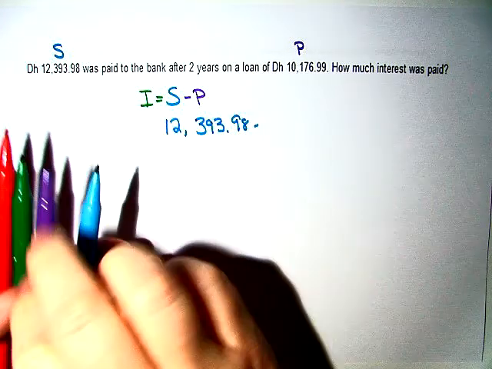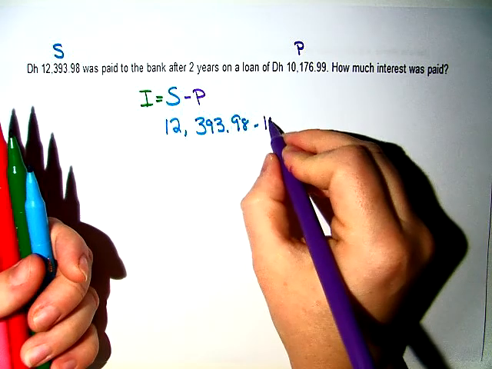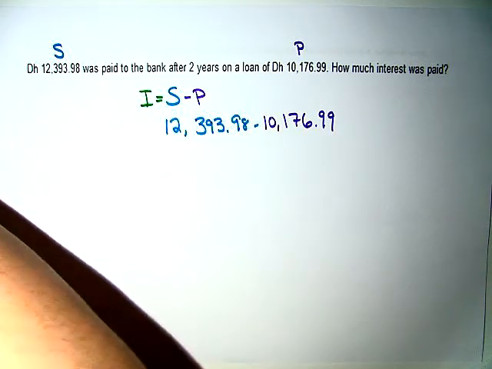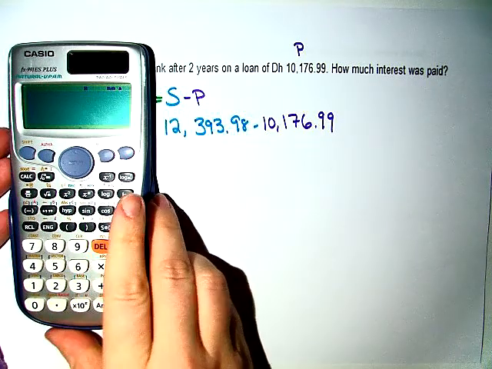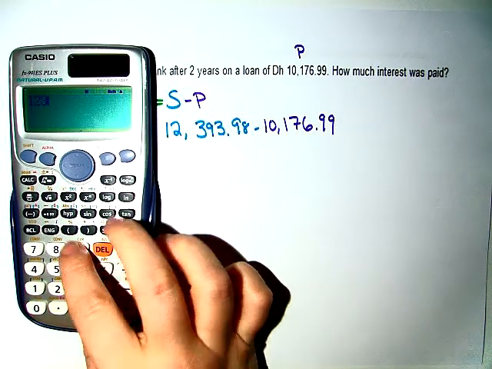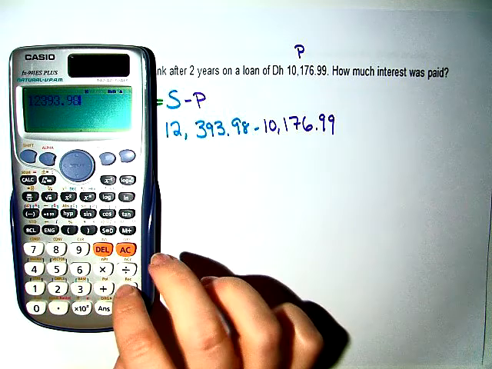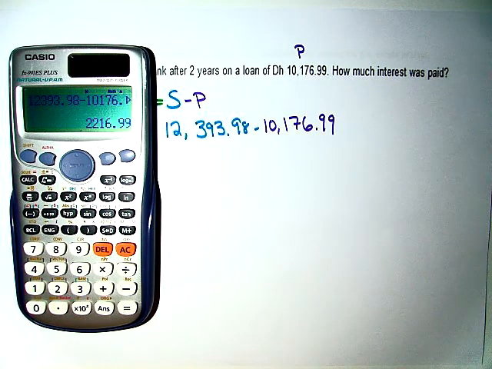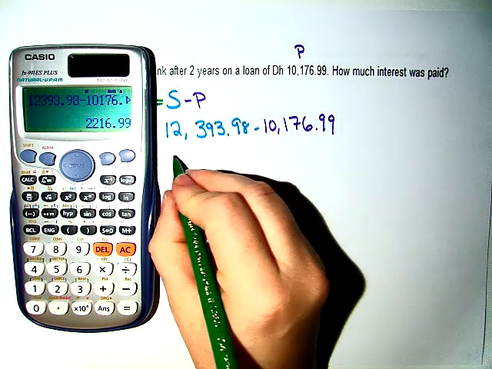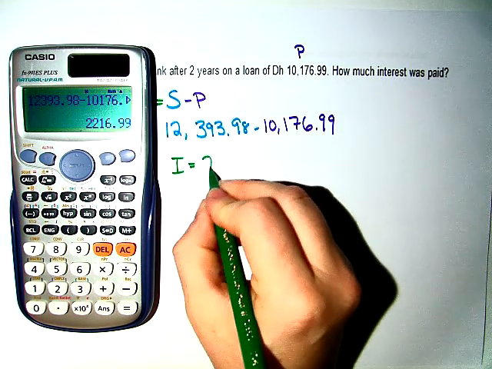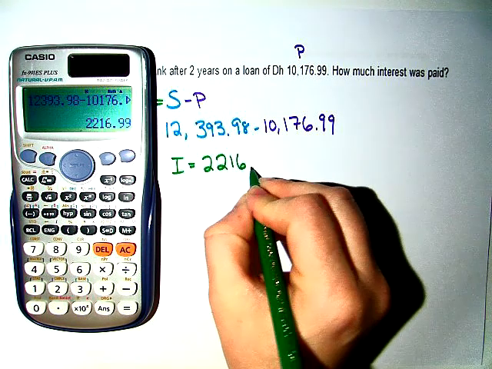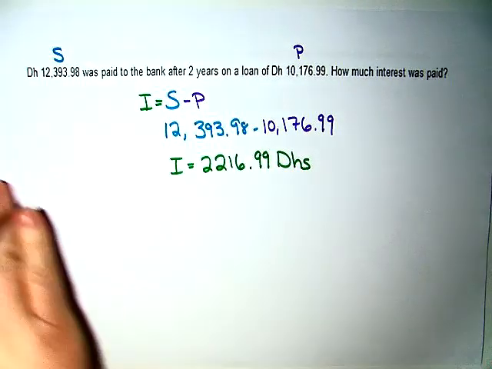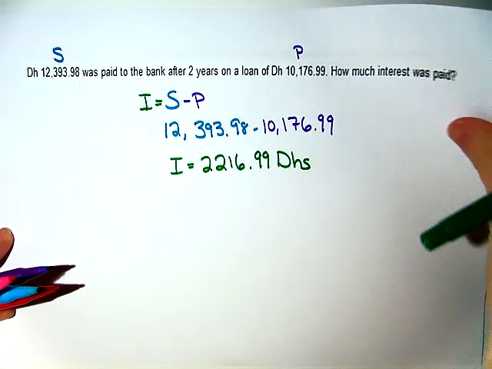12,393.98 minus 10,176.99, and we'll get out our calculator. 12,393.98 minus 10,176.99 gives me an interest of 2,216.99 dirhams. Okay, very quick, very easy, very simple. Let's try one a little bit more difficult.